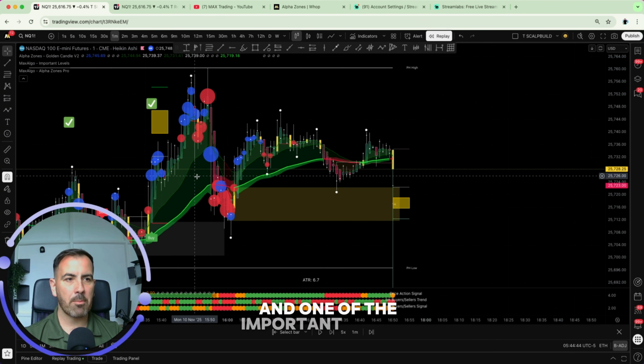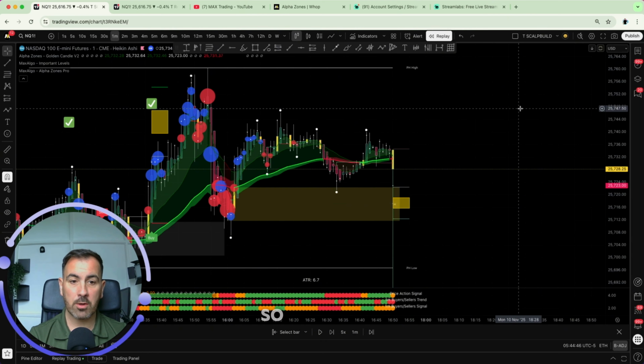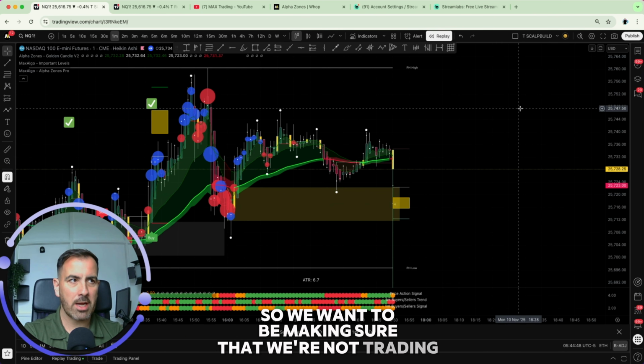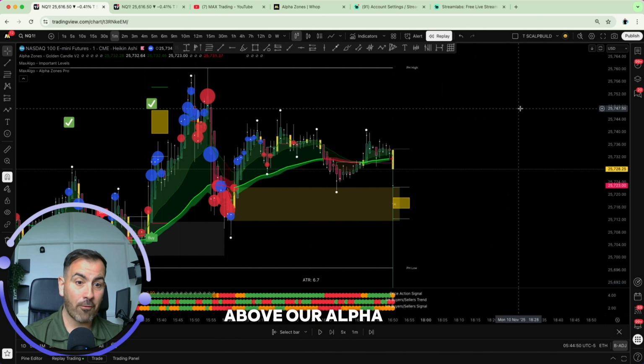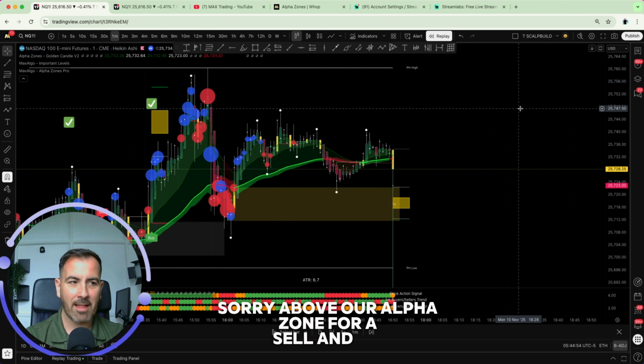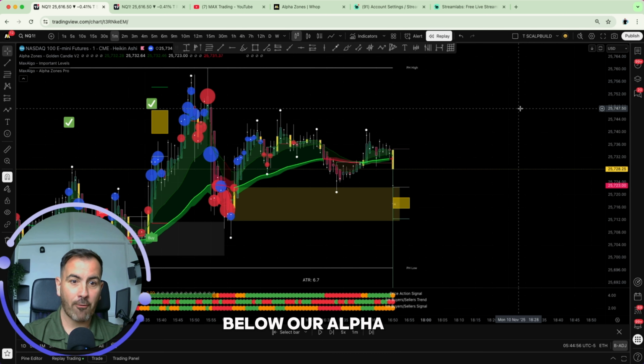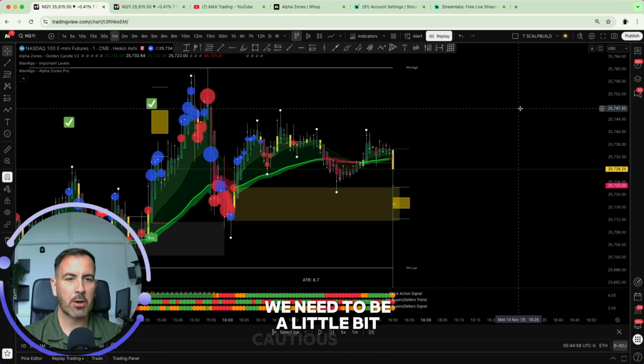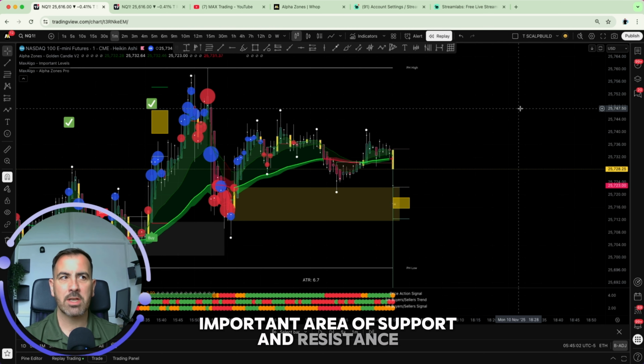And one of the important ones as well is our alpha zone. So we want to be making sure that we're not trading above our alpha zone for a buy, above our alpha zone for a sell, and we don't want to be trading below our alpha zone for a buy. So we need to be a little bit cautious of our alpha zone. It is a very important area of support and resistance.